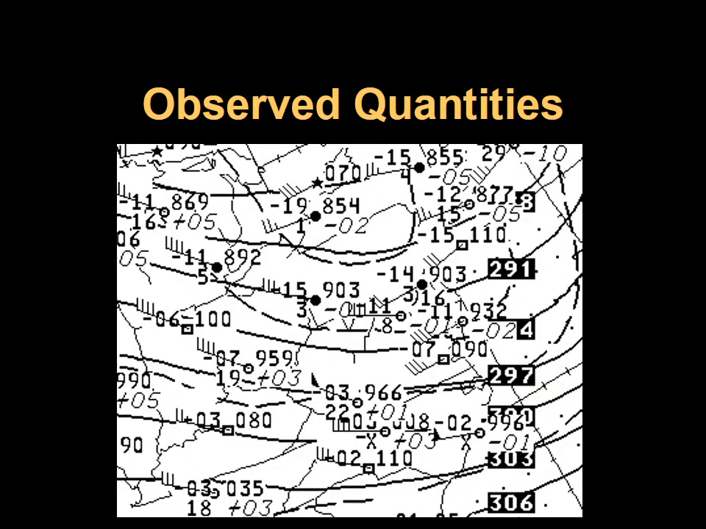And here's some examples on an upper level chart showing you station models, and these station models represent observations that are made by a radiosonde, by a weather balloon going up, reporting things like temperature, dew point depression, the height of a pressure surface, and also the wind direction and the wind speed.